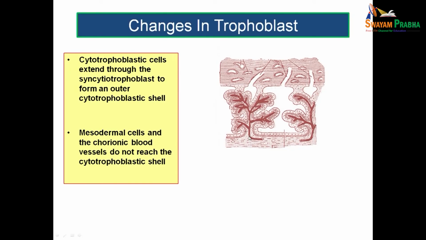But the mesodermal cells, you can see the mesodermal cells invaginating into the villi, you can see the fetal capillaries invaginating into the villi. So, these structures will not be able to reach outside the cytotrophoblastic shell. The outer cytotrophoblastic shell will actually prevent the entry of the mesoderm as well as the fetal capillaries beyond this level into the endometrial region. So, that is the function of the outer cytotrophoblastic shell.